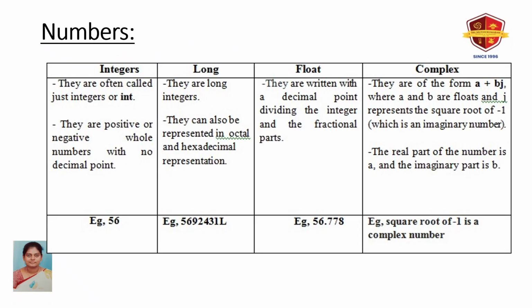Under numbers, we have integers, whole numbers, represented as int. Long integers are represented using the data type long. They can be represented in octal and hexadecimal representation. Next one is floating point, decimal point numbers we call float data types. Then complex data types, they are of the form a plus bj, where a and b are floats and j represents the square root of -1, which is an imaginary number.